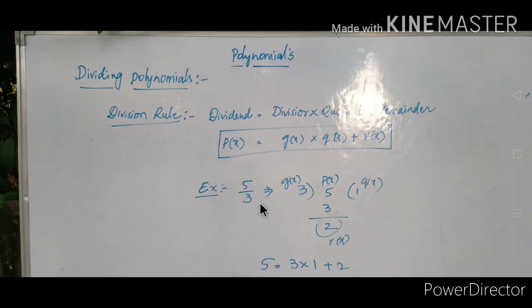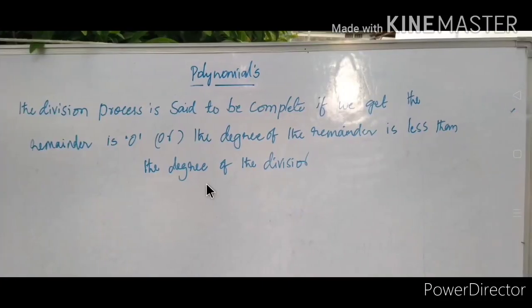Example: 5 by 3. 3 is the divisor, 5 is the dividend. 3 ones are 3. The remaining deduction result is 2. Here 1 is the quotient and 2 is the remainder. The most important point to remember: the division process is said to be complete if we get the remainder as 0, or the degree of the remainder is less than the degree of the divisor.